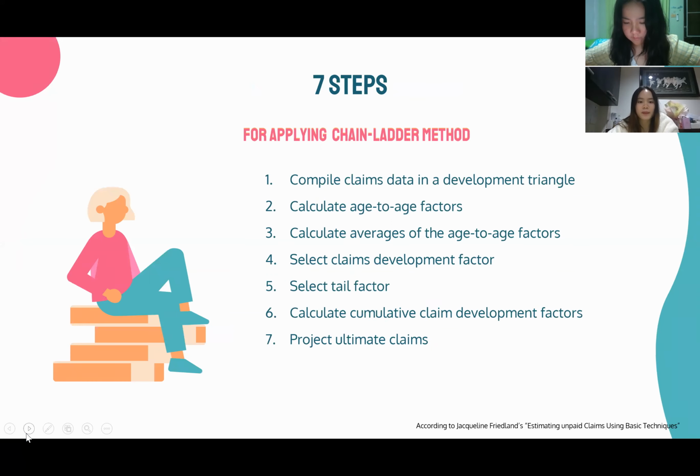There are 7 steps for applying the chain ladder method according to the Federal Estimating Unpaid Claims Using Basic Techniques. The first step is to compile claims data in the development triangles. The second step is to calculate age-to-age factors. The third step is to calculate the average of the age-to-age factors. The fourth step is to select the claims development factors. The fifth step is to select the tail factors. The sixth step is to calculate cumulative claim development factors, while the last step is to project ultimate claims.